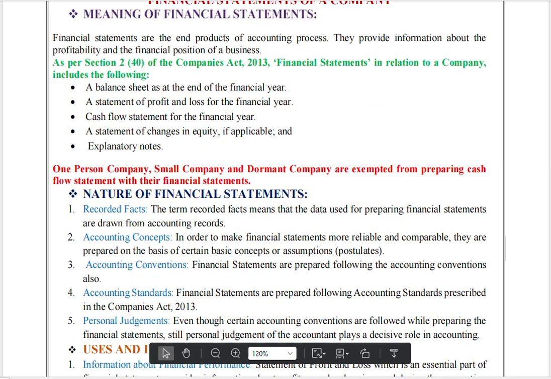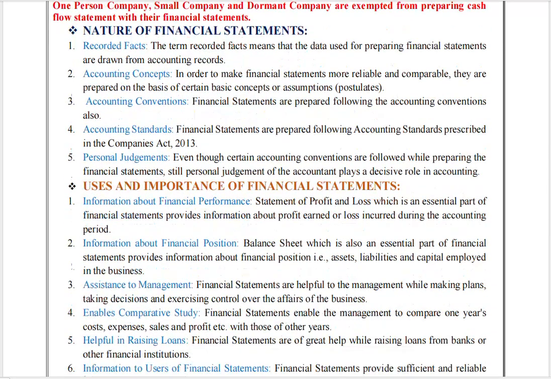You have studied all these things in 11th standard also, and even then it is required for a recapitulation. So the nature of financial statement: recorded facts. Yes, financial statements are prepared on the basis of the recorded facts, the data which is recorded. Accounting concepts: in order to make financial statements more reliable and comparable, they are prepared on the basis of the accounting assumptions, postulates, and accounting conventions.